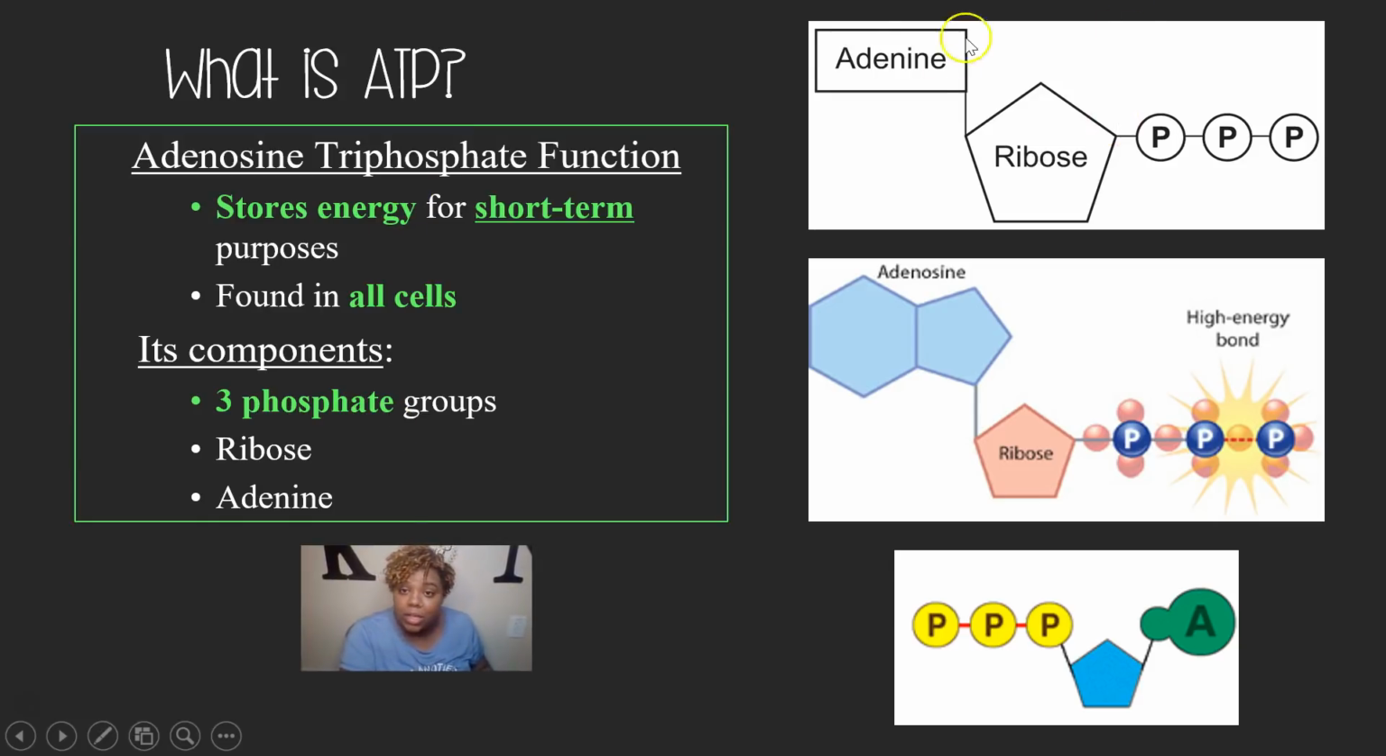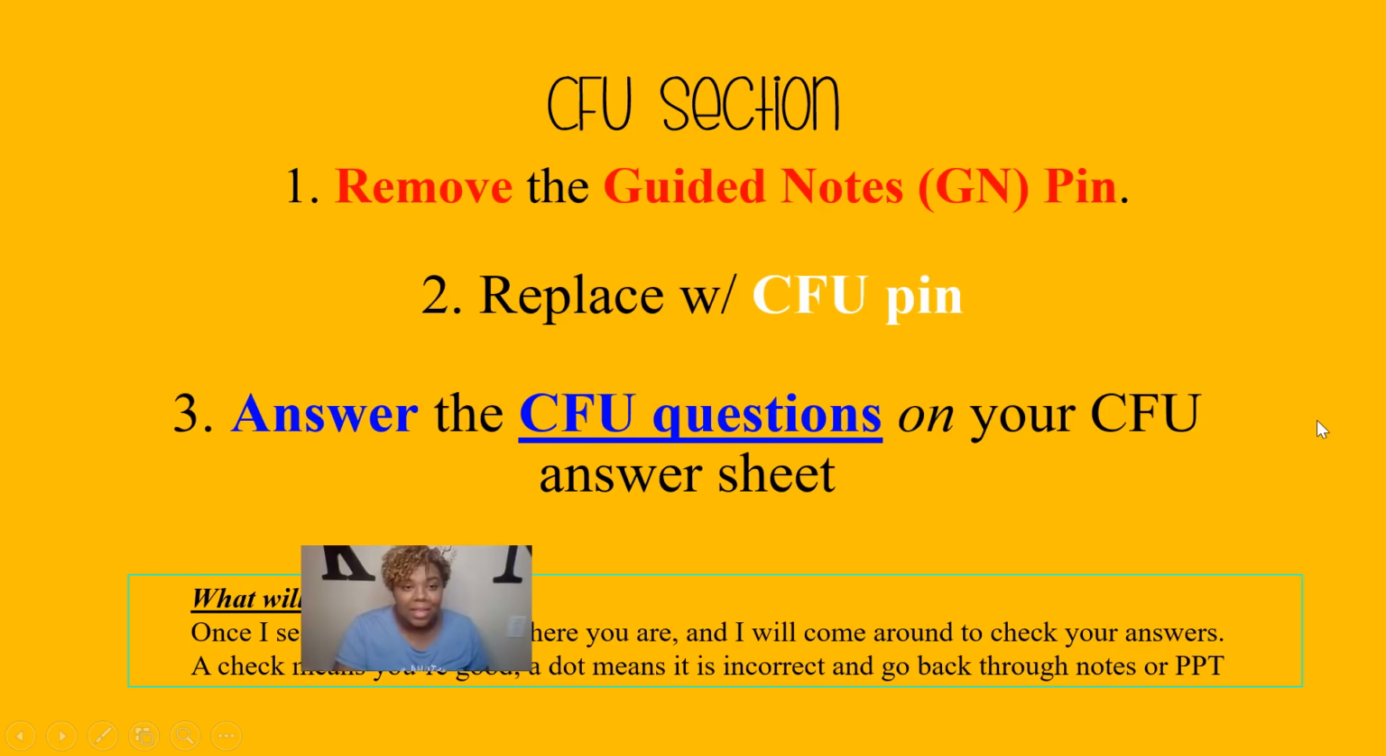It has 3 parts. Follow the mouse. You have adenine, ribose, and the 3 phosphates. Now, I want you to notice something. Do y'all see right here how it says high energy bond and it's between the 2nd and 3rd phosphate? Keep that in mind because we're about to talk about that.